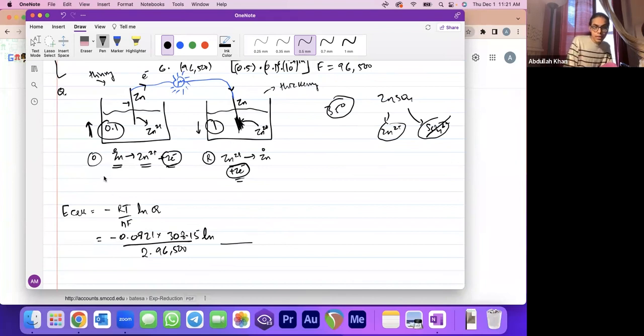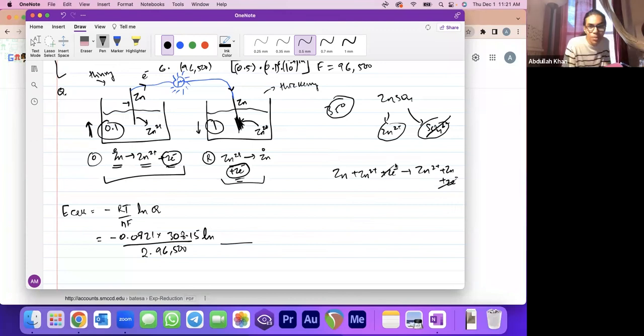So this is the 2 half reactions, right? If I just add them up, they'll look like this. Zn plus Zn2 plus 2 electrons gives Zn2 plus Zn plus 2 electrons. The electrons cancel, but then it looks like this. Zn plus Zn2 plus gives Zn2 plus zinc. Zinc is solid, so that doesn't go into the reaction quotient, but the Zn2 pluses do. This goes on the top, this goes on the bottom. But now the question is, which one's 0.1 and which is 1?